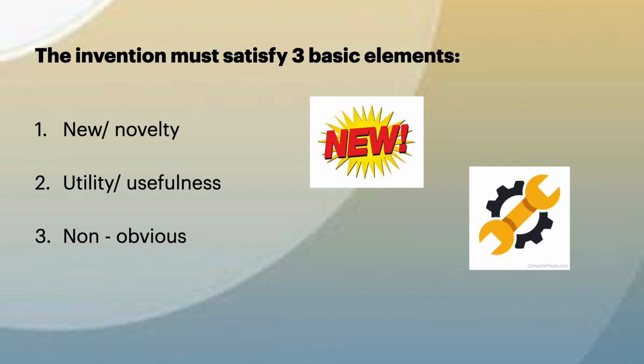What are the three basic elements we discussed? The patent must be absolutely new. Nobody else in history should have invented it. Second, it must be put to industrial utilization. It must be useful, right? It can be a service, machine, a good or a commodity. It must be useful and it must be non-obvious.